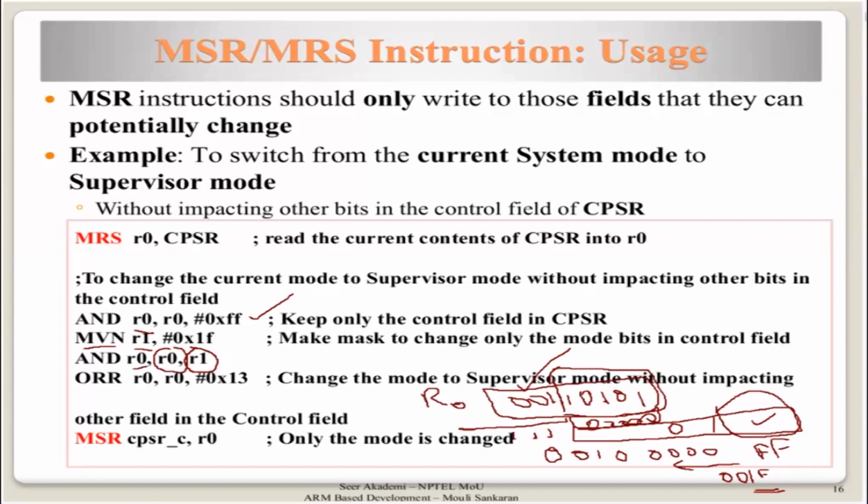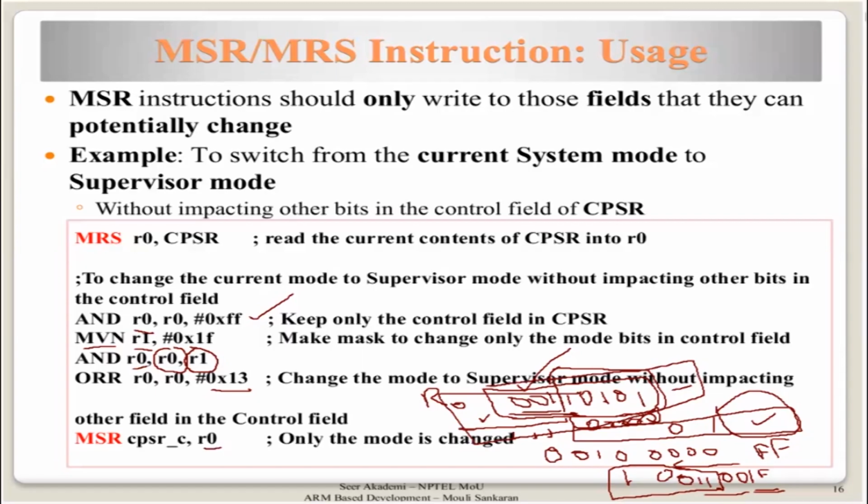Now after that I am ORing it with 13. 13 is 1 0 0 1 1, so this 5-bit value 13 is what I am ORing it with. That means now I am changing the value of only these 5 bits, keeping this content the same. Now I have a new content for the lower byte, where the top 3 bits are the same as what was there originally, and these bottom 5 bits have been modified to represent another mode, which happens to be supervisor mode. Then I am writing R0.